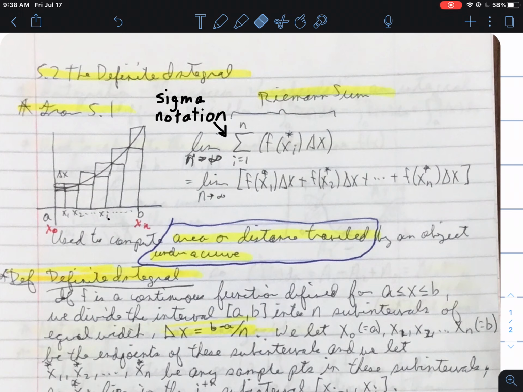We took the slope of the secant lines and used the limit of the slope of the secant line to give us the slope of the tangent. Or we also talked about that in the context of velocity, where we used the velocity over smaller and smaller intervals, right, average velocity, to ultimately give us the instantaneous velocity, the velocity at a specific point in time.